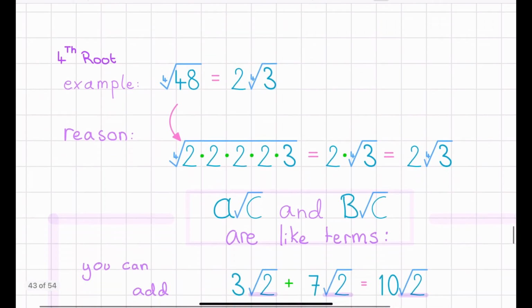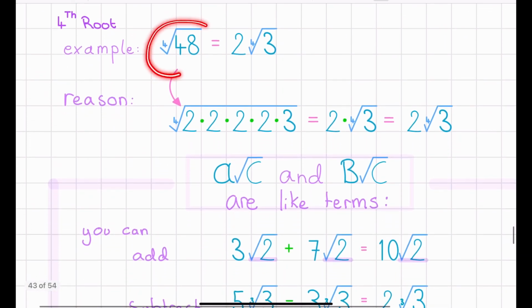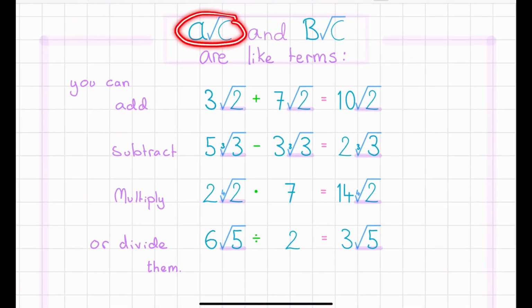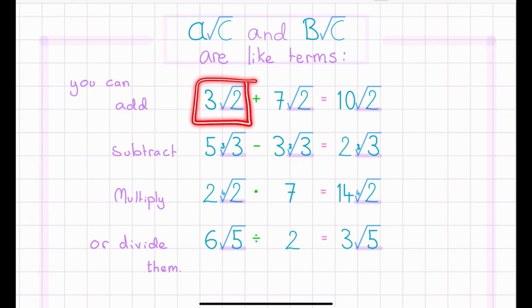Why did we do all that work though? Why couldn't we just leave it as, say, the fourth root of 48? Well, because we'll be left with like terms if we have a root c and then say b root c. This means that we can add them more easily. So if I have 3 root 2 plus 7 root 2, I can just add up my like terms because they have the same radical.